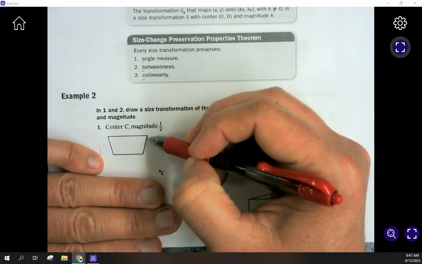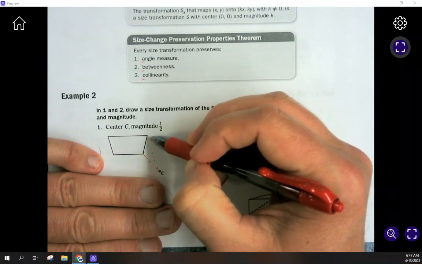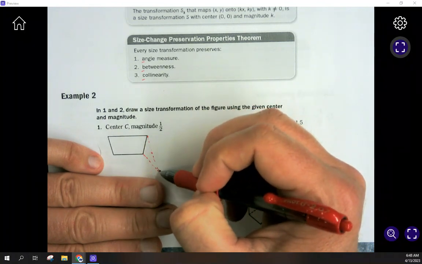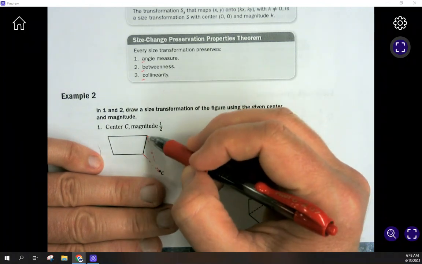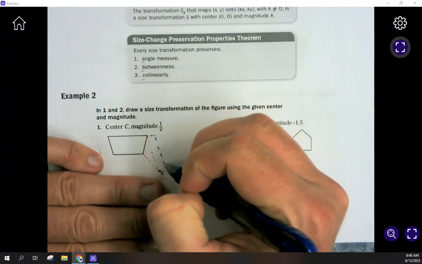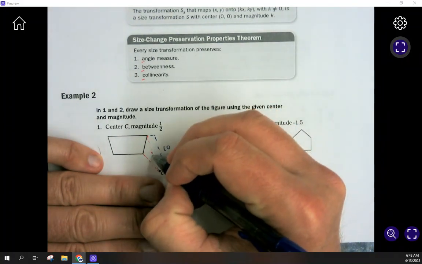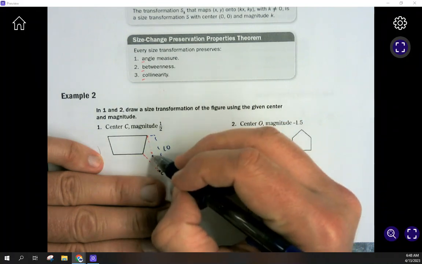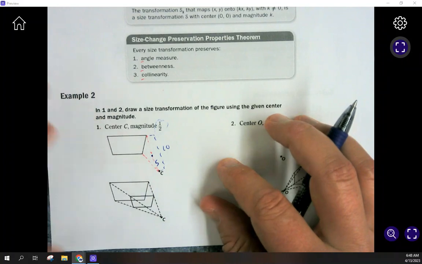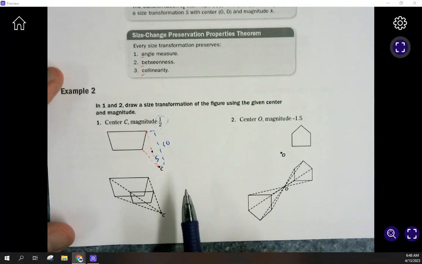So what you would do is you would physically draw these lines, each one of these lines to C. You would measure them, okay, and whatever that distance is, you're going to put the new point at half of that distance. So if this distance out here was, say, 10, well, then you're going to measure another distance of 5 right here. Because the magnitude is 1/2, you're going to take half of that distance. You're going to put the new one here. You would do that for all 4 of the vertices, and you would have your new shape after the size transformation.